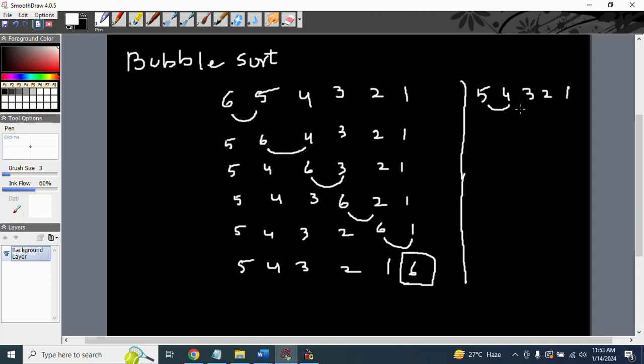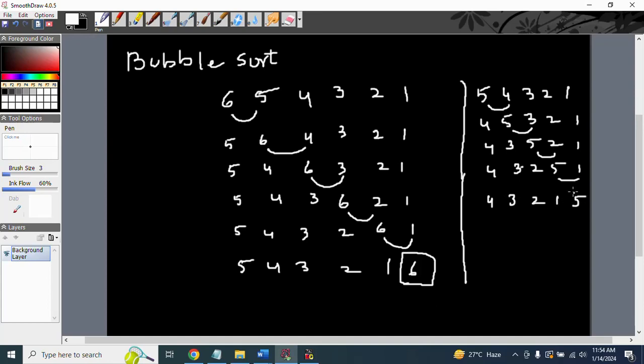So 5, 4. Then 5, 4 means what will happen? 4 and 5 are swapped. 3, 2, 1. So compare 5 and 3. So what will happen? 4, 3, 5, 2, 1. Then 5 and 2 are compared. 4, 3, 2, 5 and 1. Again 5 and 1 are compared. 4, 3, 2, 1, 5.